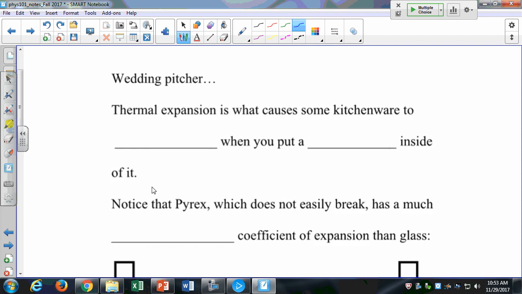But I was making some sweet tea in our really nice crystal pitcher that we got from somebody for our wedding. And what did I do? I boiled the tea on the stove, and I put the hot tea into it, and it shattered, or cracked, a big old crack in it. And my wife, she's very understanding and forgiving and all that.